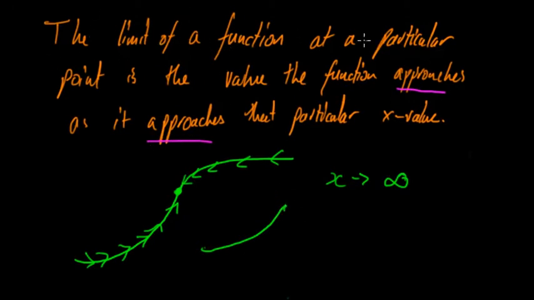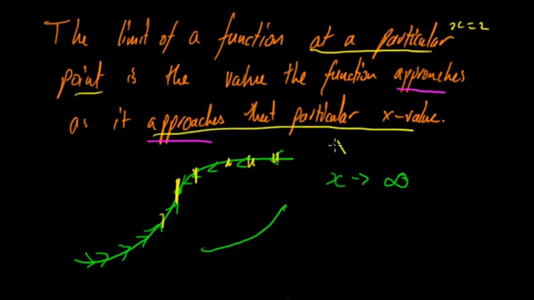So the limit of a function at a particular point, because there'll be different limits at every different x value for the function. Let's say x is equal to 2. Then the limit is the value the function approaches as it approaches that particular x value. So the limit of a function at x equals 2 is the value that function approaches at x equals 2. If that was x is equal to 2, what value does this function approach?